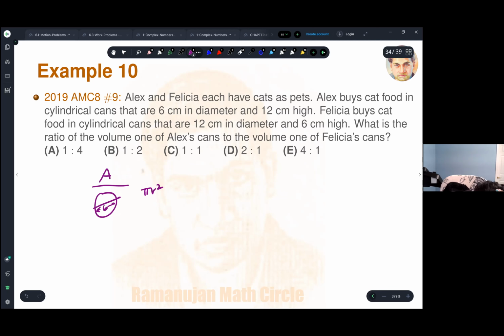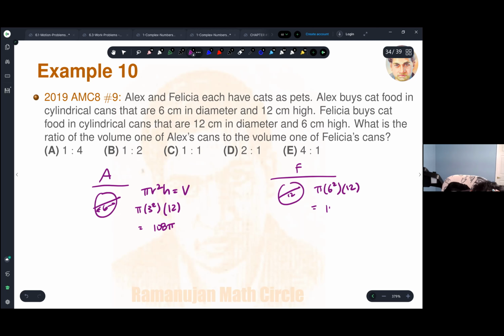Remember, the cylinder's volume is pi r squared h. So you're gonna get pi 3 squared, and h is 12. That's gonna be 108 pi. So now let's do Felicia. So it's 12 this way. So it's gonna go pi 6 squared 12.